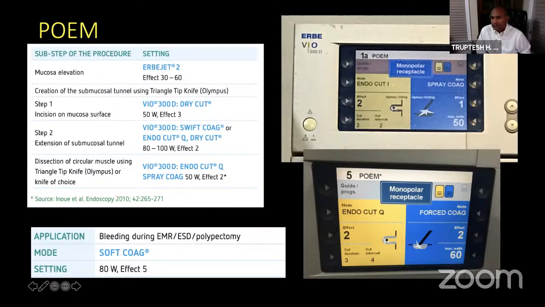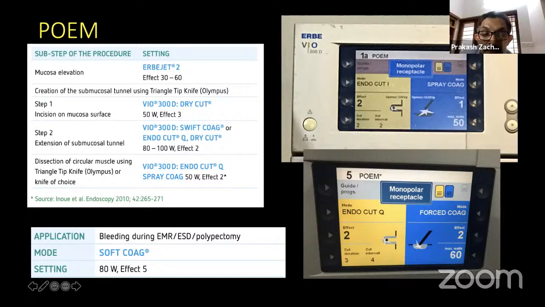So, and Prakash? So again, for POEM, for the mucous incision, it's endocut.